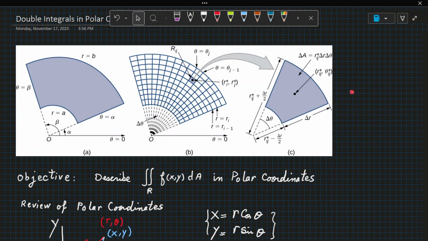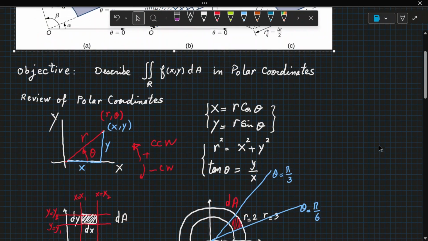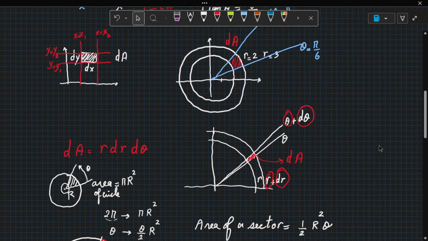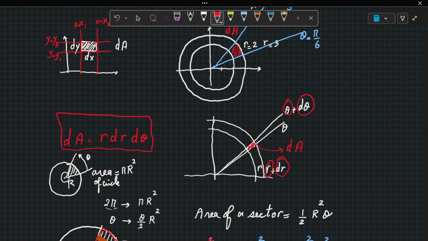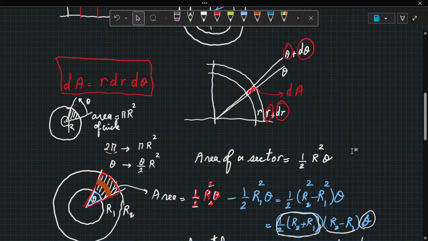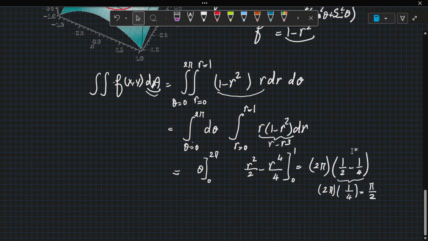So we described how to calculate the double integral in this setting by showing that instead of x and y, you'll have r cosine theta and r sine theta, and instead of the element of area dA, we have this important formula here, which is dA is r dr d theta. That is the main contribution of this lecture. So we did one example with a paraboloid on top of the unit circle, and we found the volume underneath that dome to be pi over 2.